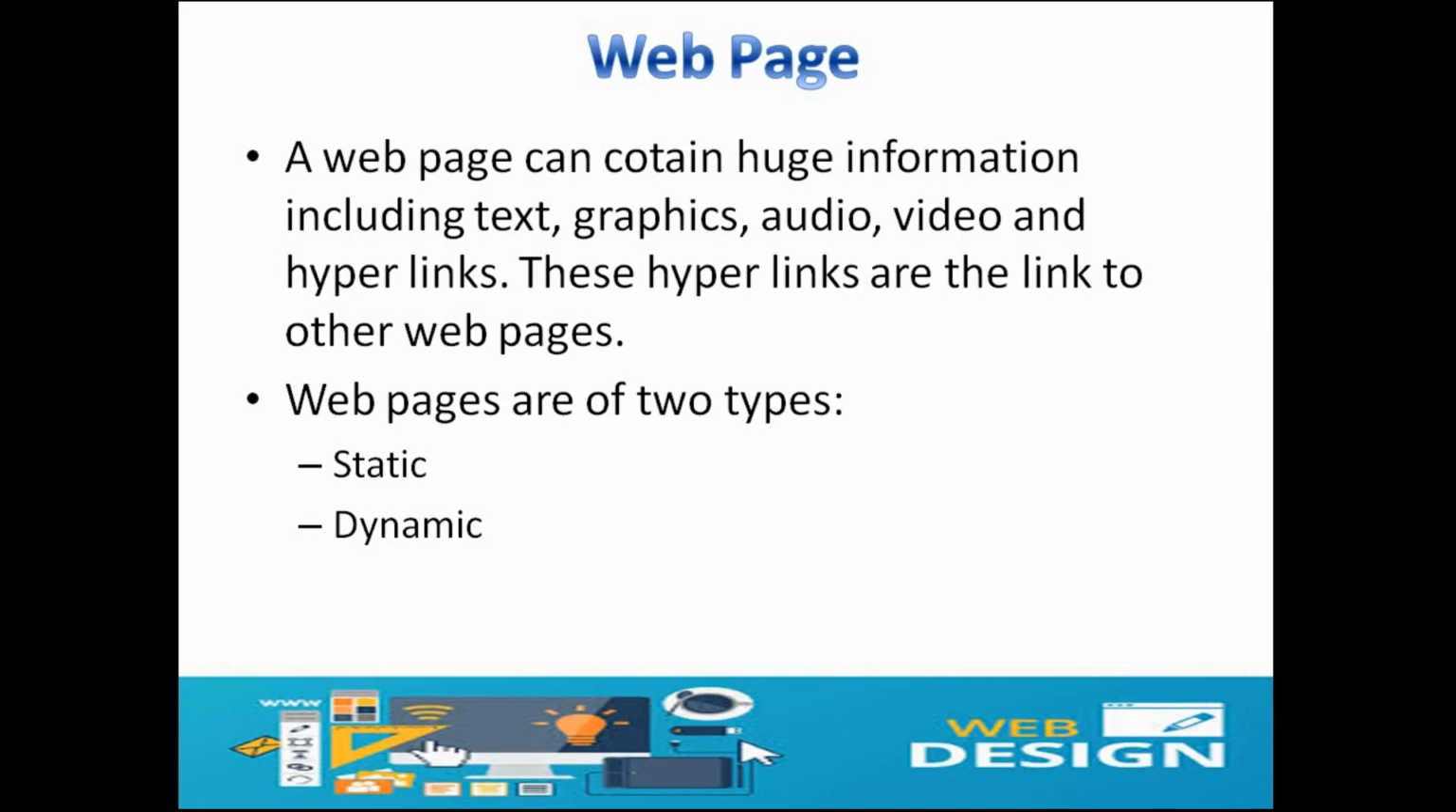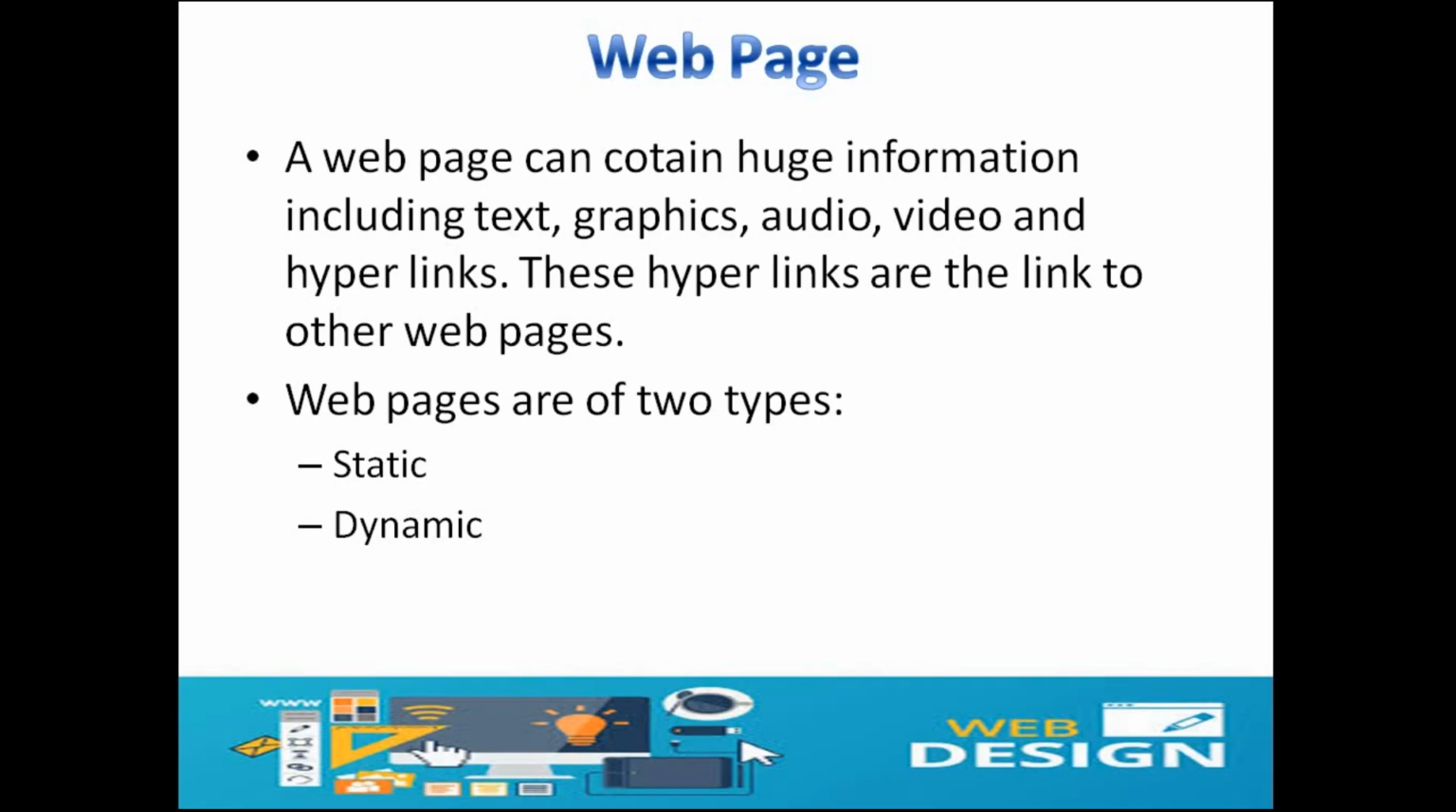A collection of linked web pages on a web server is known as a website. When you collect some web pages together, it makes a website. So a website is a collection of multiple web pages. And also, for each web page there is a URL. That means a URL is associated with each web page.